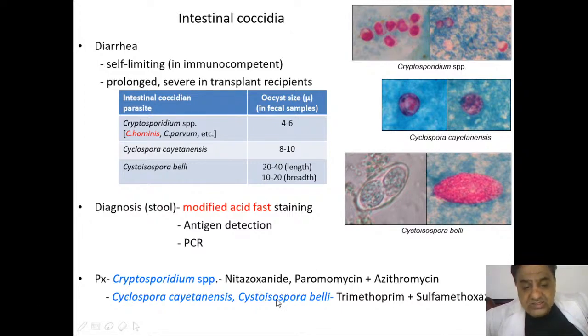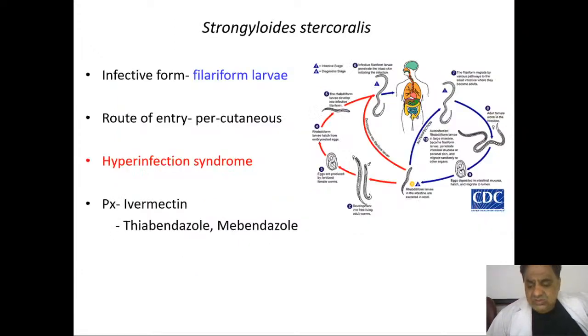For Cyclospora and Cystoisospora, these two, trimethoprim plus sulfamethoxazole is enough. So with this, we end this lecture with just a brief about Strongyloides stercoralis, which is the helminth that is the important organism in transplant settings.